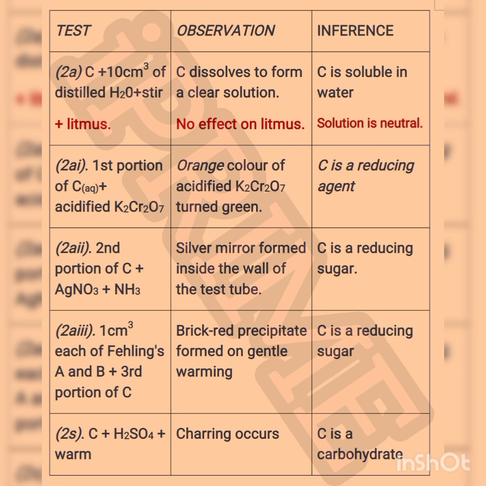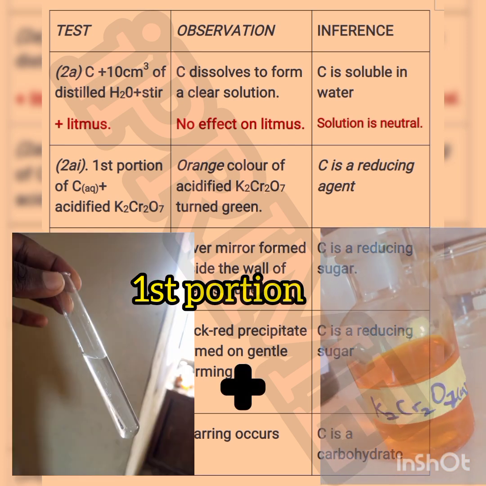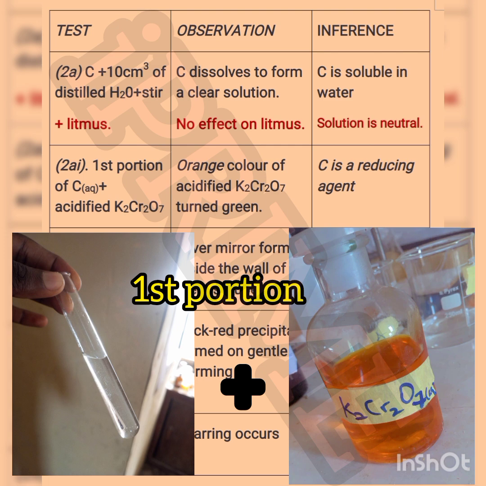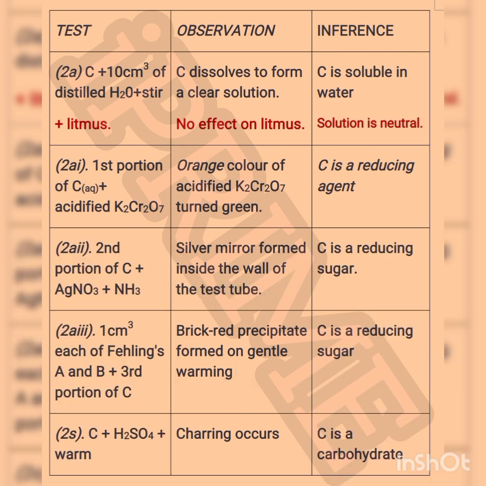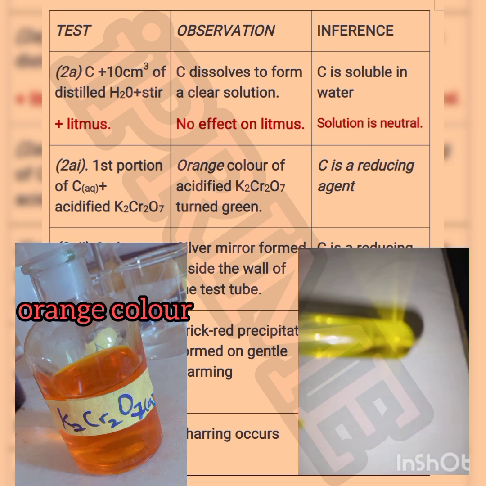Now, under that same 2A, we have to divide the resulting solution into 3 portions. Dividing into 3 portions, we have the first portion, that's 2A1. To the first portion, you are to add a few drops of acidified K2Cr2O7, that's potassium heptaoxodichromate(VI). So that will be first portion of C plus acidified K2Cr2O7.